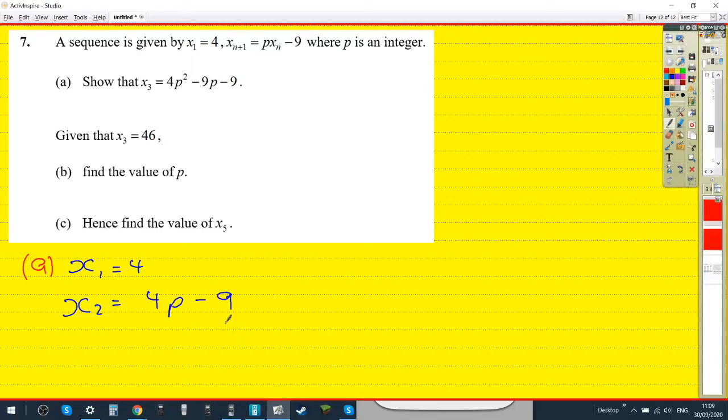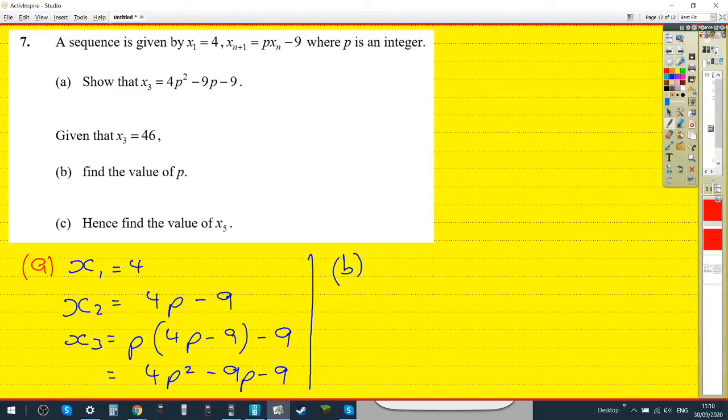Correct. And then for x3 I just sub in 4P minus 9 into this again. So 4P minus 9 times P minus 9. Yeah, and what will you get? I'll just get 4P squared minus 9P minus 9. Yeah, actually that's exactly right.